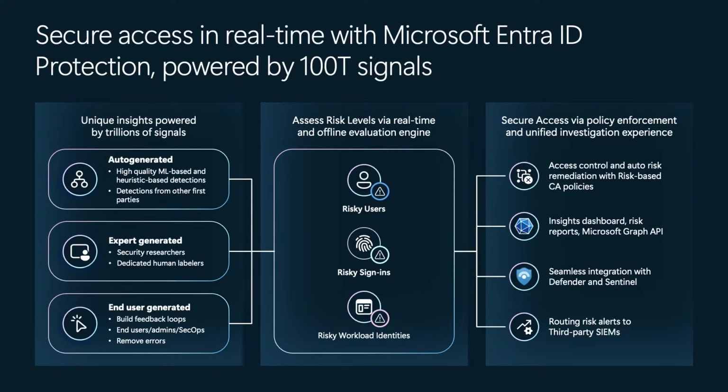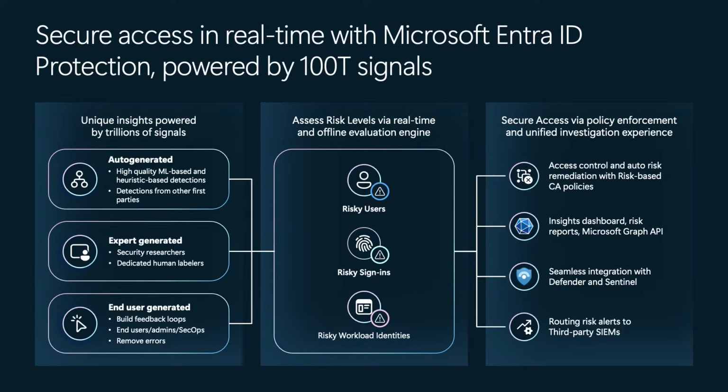In the middle portion, we assess those risk levels via real-time and offline evaluation engines. These engines work hand in hand so that we have the most comprehensive decision every time a user logs in or every time a session is revoked and they need to be reevaluated in conditional access. We look at three primary vectors: risky users, risky sign-ins, and risky workload identities. Each one of these works in parallel so that we're able to identify session-based attacks, user-based compromise, and identity attacks that are focused on workload access as well.